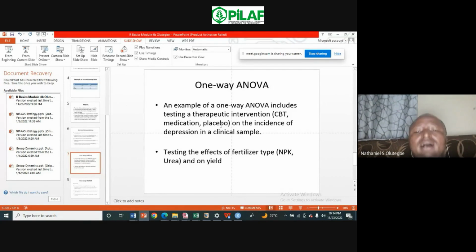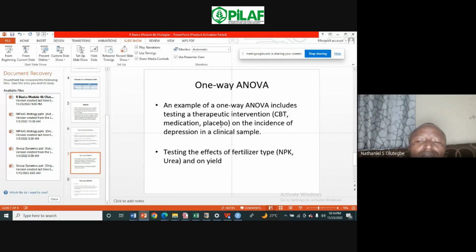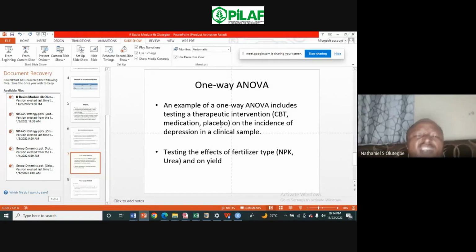ANOVA is appropriate when you are dealing with more than two groups. However, it doesn't mean that it cannot handle even two groups. It will handle it just like the t-test will handle it. But when you make use of ANOVA for a t-test, it's more like you're underutilizing that tool.